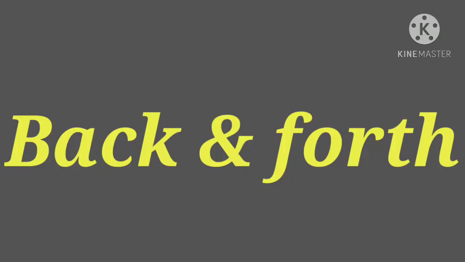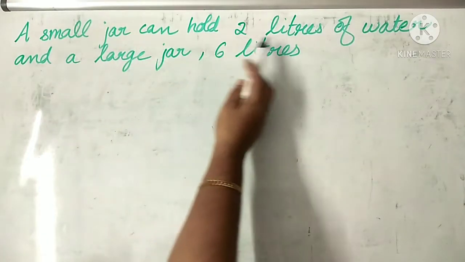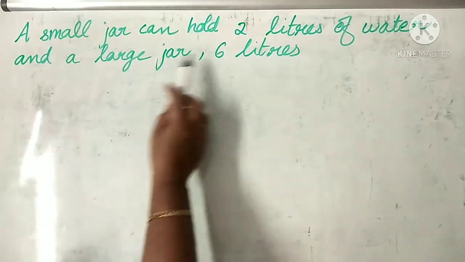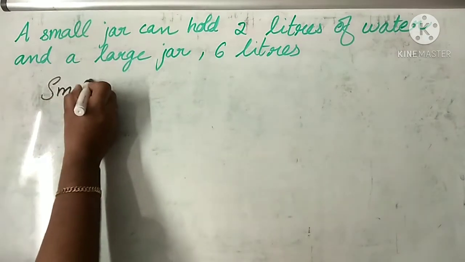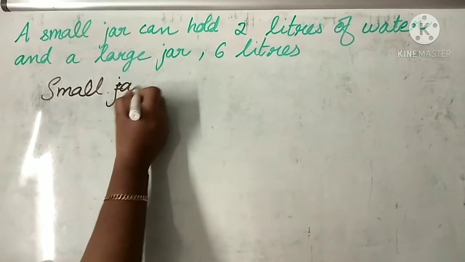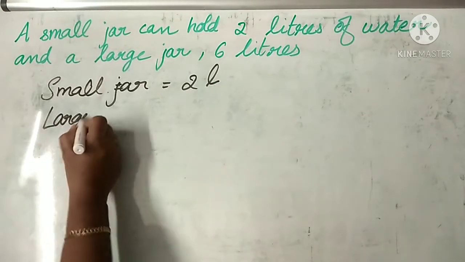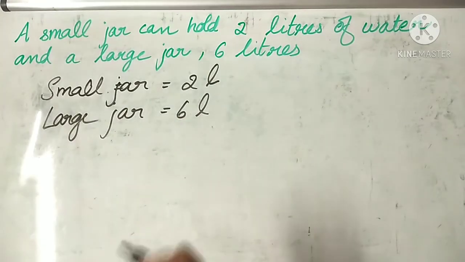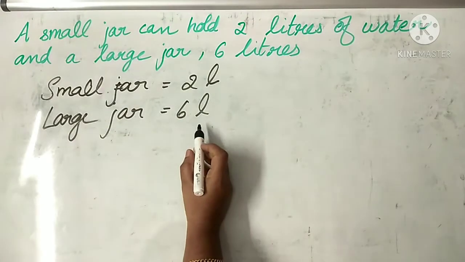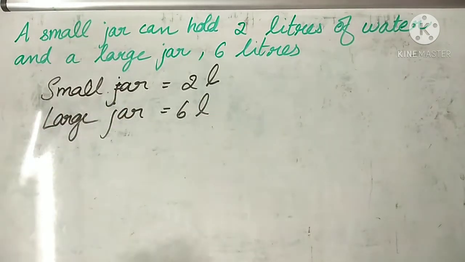Okay. Next topic, back and forth. Here is an example for back and forth. A small jar can hold 2 liters of water and a large jar can hold 6 liters. So first I write small jar can hold 2 liters and large jar can hold 6 liters. From this we can say that large jar can hold 3 times more water than the small jar, isn't it?